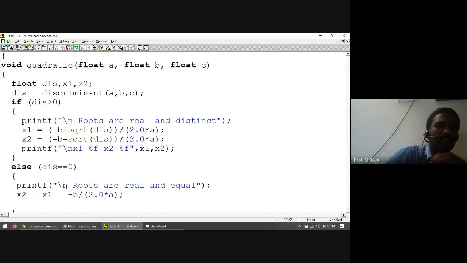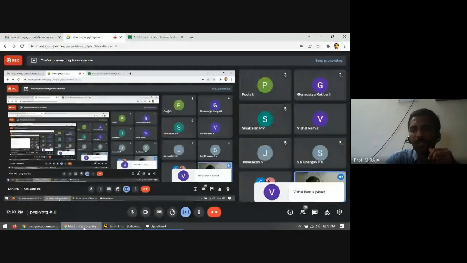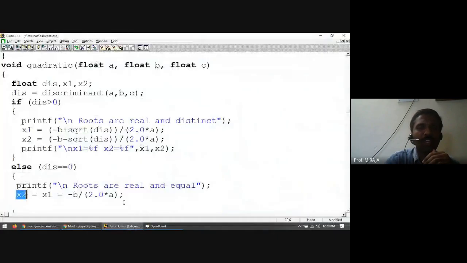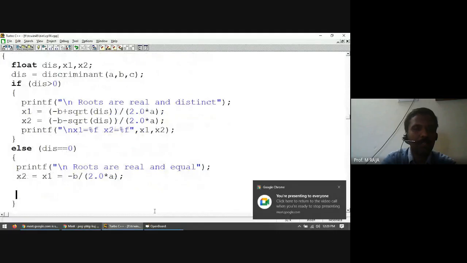How is it evaluated? Minus b by 2a is evaluated first. This result is assigned to the variable x1. Then the value of variable x1 is assigned to the left-hand side variable x2. This way, both variables x1 and x2 are assigned the same value. Then we can print the result.